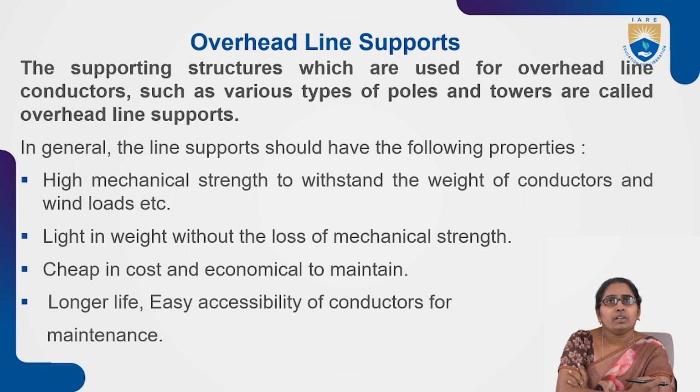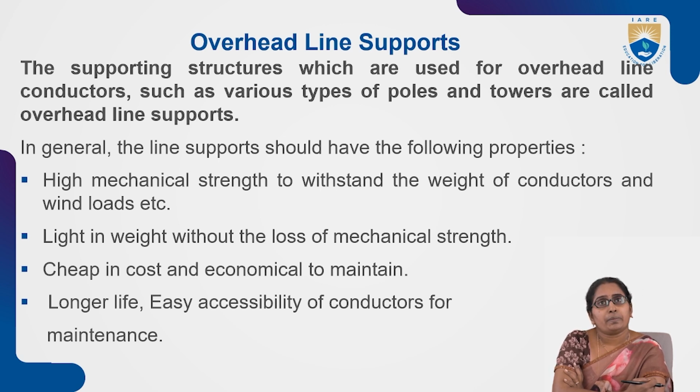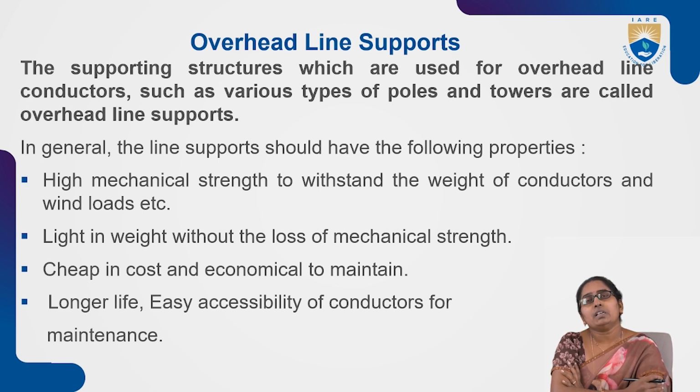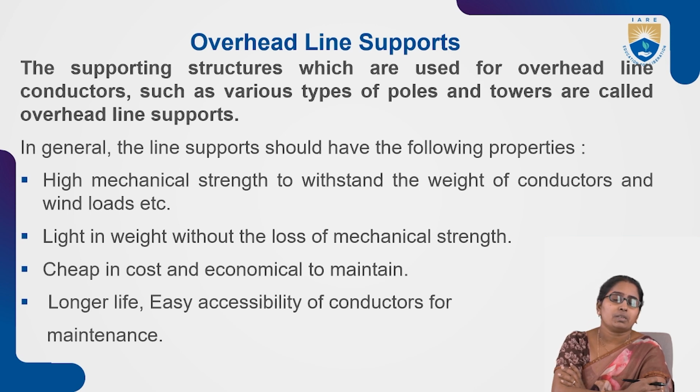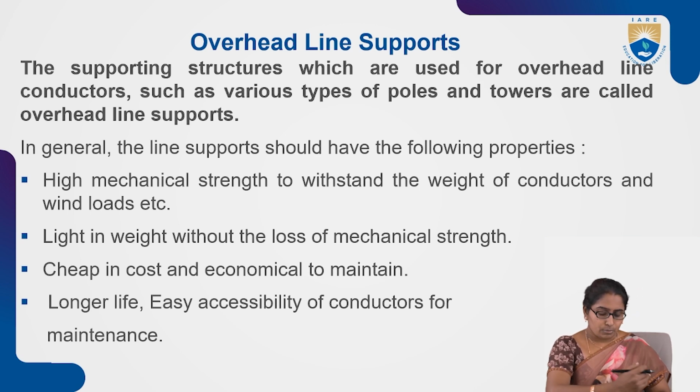Then what are the properties it must have? First one, high mechanical strength to withstand the weight of conductors and wind loads. Second point, light in weight without the loss of mechanical strength. Third point, cheap in cost and economical to maintain. And fourth point, longer life and easy accessibility of conductors for maintenance. These are the main properties a supporting structure is supposed to have.